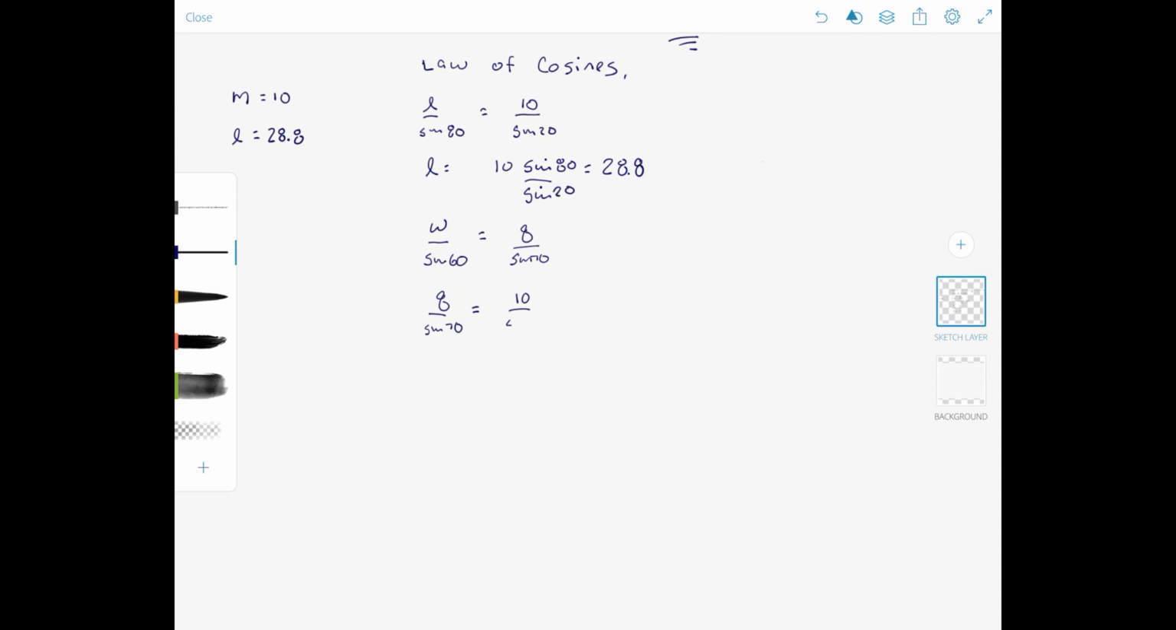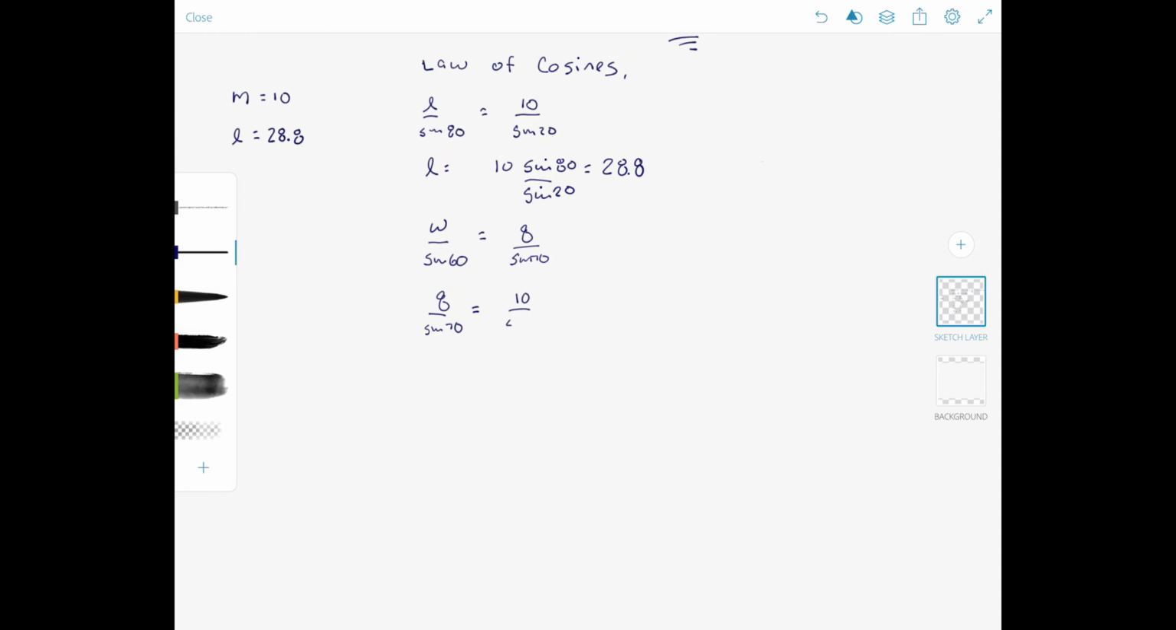But I also had Q on sine 70 equals 10 on sine 50. The law of sines is a very powerful tool. So I ended up with Q equals 12.3, and then W equals 11.3.